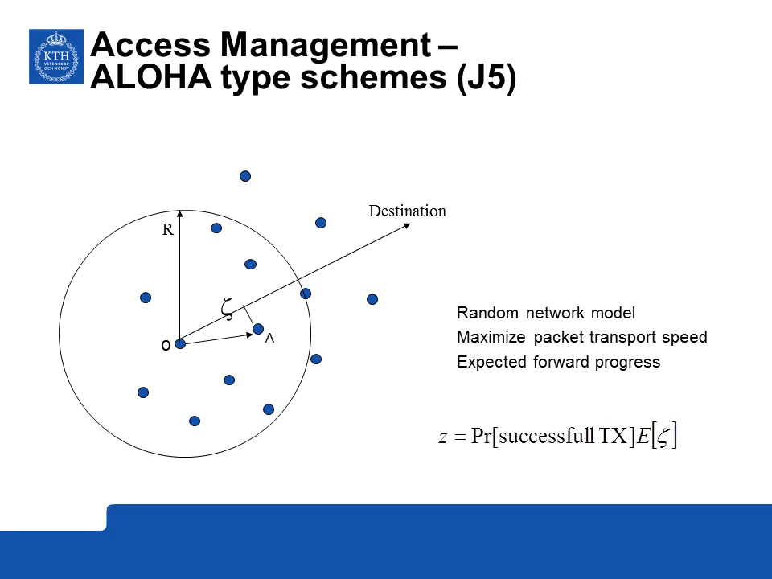And what we want to do is to find an access protocol and a routing protocol that maximizes the expected forward progress. That is the inverse of the speed at which the packet travels to the destination. And the expression below, zeta, shows this expected forward progress, which can be written as the probability that we have a successful transmission times the expectation of zeta, which is the expected progress.